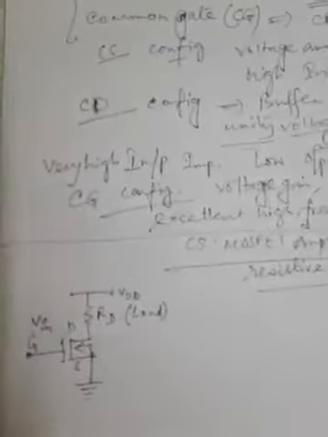The input is given at the gate terminal. This is the gate, this is the drain, and this is the source. This input is marked by Vin, the input voltage, and at the input side a small signal source, written as Vi, is connected to the gate terminal, and the DC biasing voltage applied at the gate terminal is denoted by VGG.